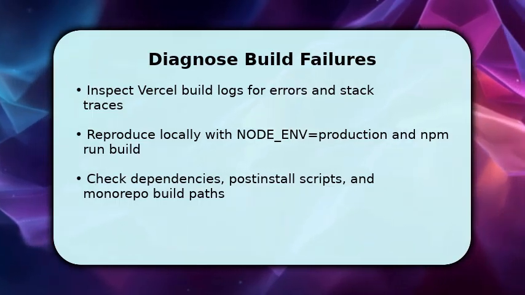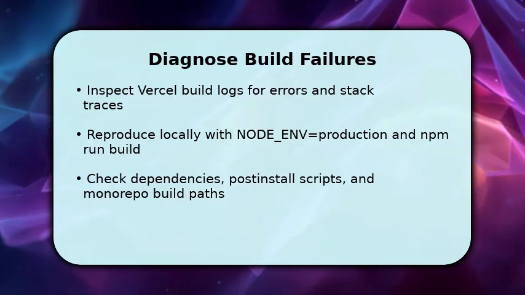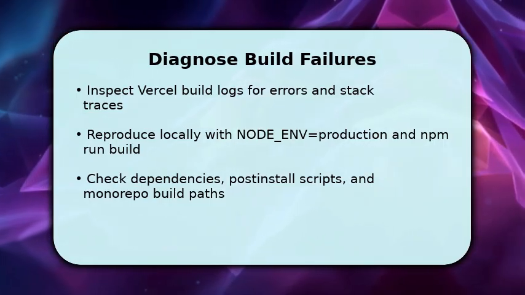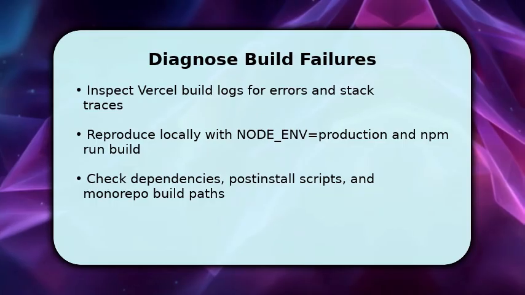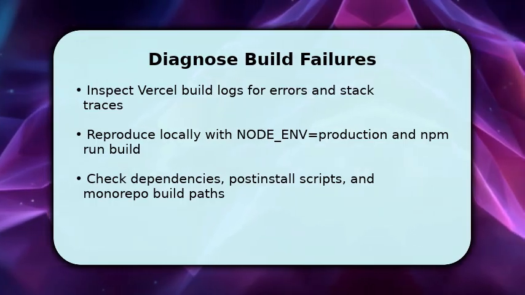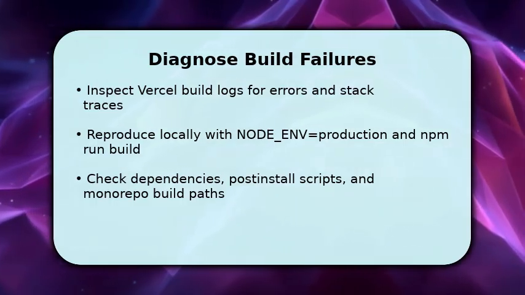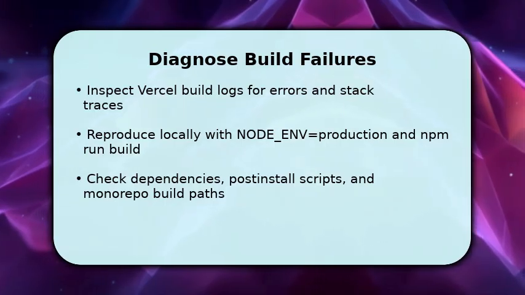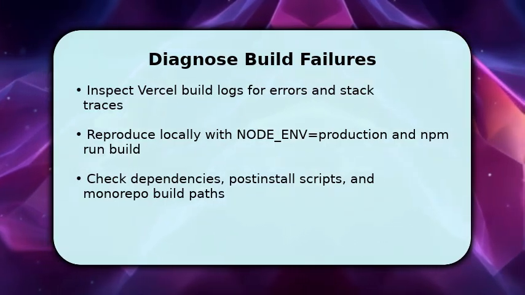Make sure dependencies are installed, that post-install scripts don't break, and that monorepo workspaces point to correct build outputs. If a path or missing file caused it, edit your build script or adjust output directories. Once fixed locally, commit and push.